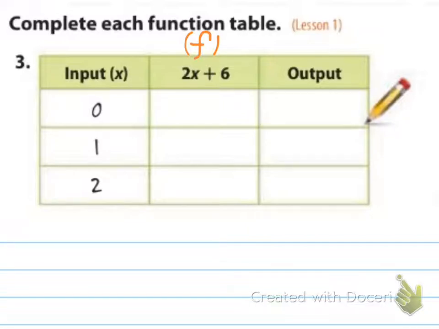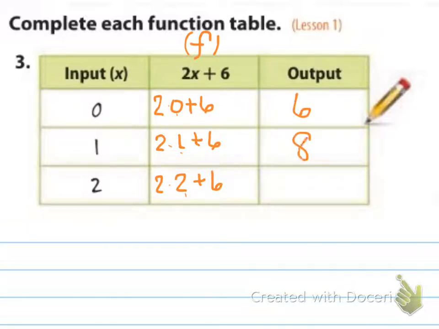So we're going to do 2 times 0 plus 6. And then 2 times 1 plus 6. And then 2 times 2 plus 6. And we're making sure that we have everything the same except that we're changing the input values for x. So 2 times 0 is 0, plus 6 is 6. 2 times 1 is 2, plus 6 is 8. 2 times 2 is 4, plus 6 is 10. And so we've completed the function table.